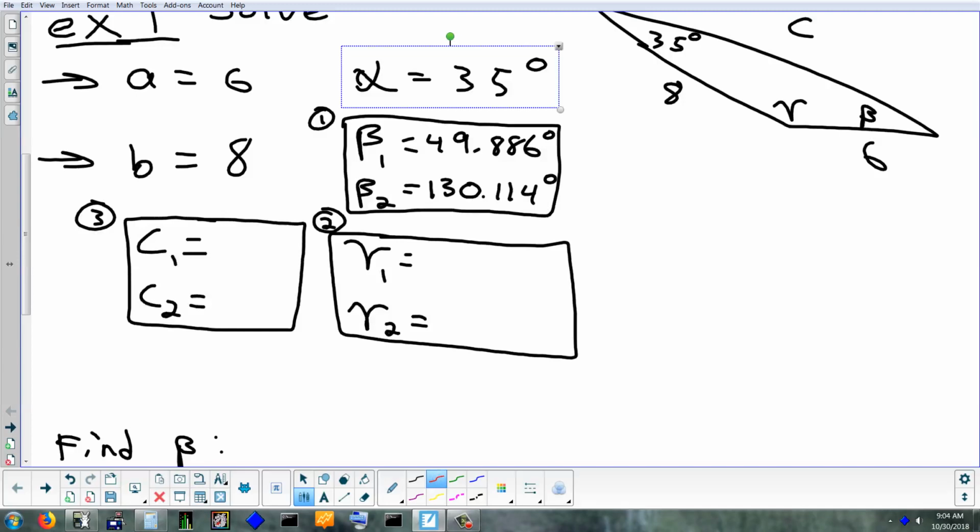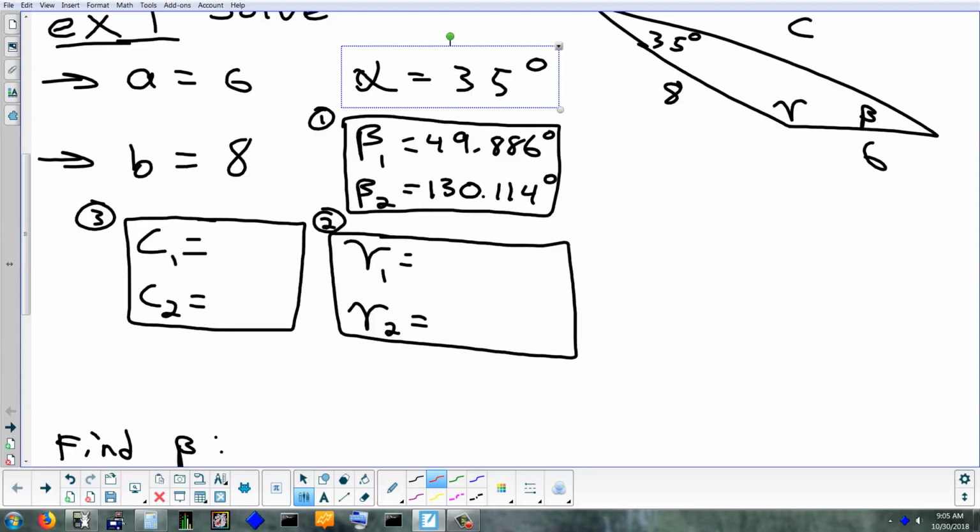Why don't they all have two answers? It's an all or nothing. They either all have two answers, the ones you have to find. The alpha, A, and B. Oh, the ones that were given? Because those were given. Whatever's given, that's the way it is. You don't have to worry about that having two answers.